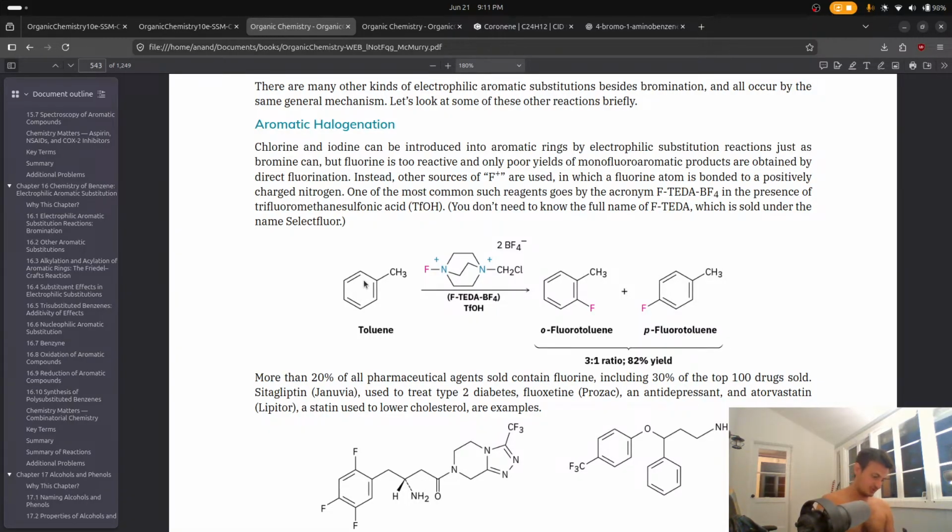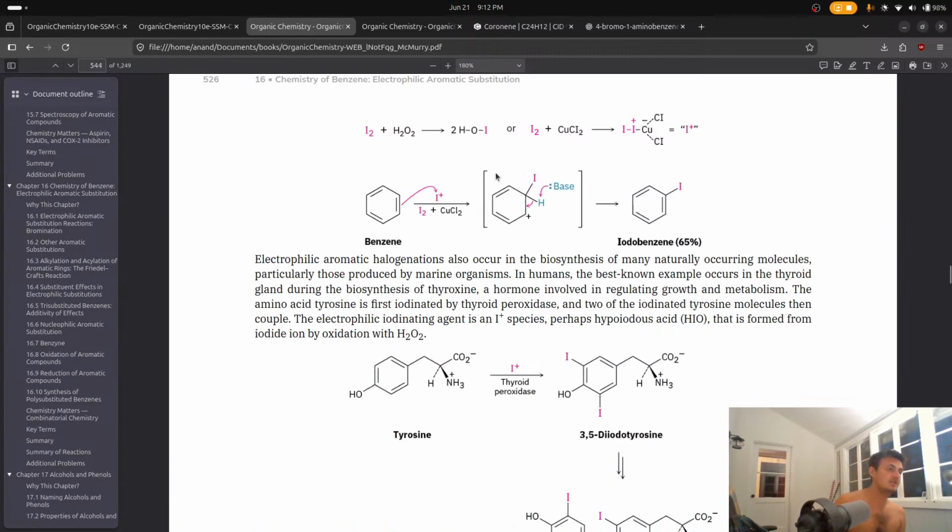But anyways, let's just draw this reaction. So we have toluene plus F-TEDA-BF4 in TfOH. But we get the fluoromethylbenzene in a 3-to-1 ratio, and this is going to be ortho to para. Okay, that one's pretty easy.